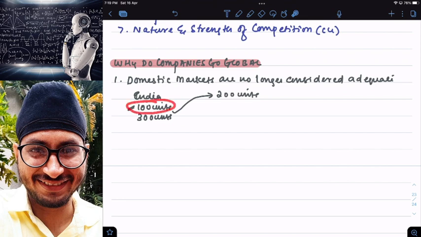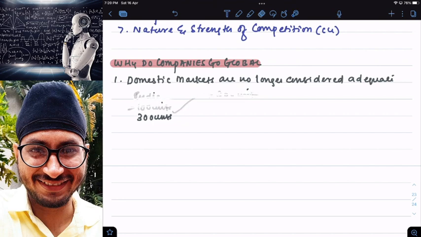I cannot sell 300 units. Demand itself is 100 units. I cannot sell 300, right? So what do I do? Since the Indian market is inadequate for the quantity I produced, I will go to foreign countries and then sell my product.